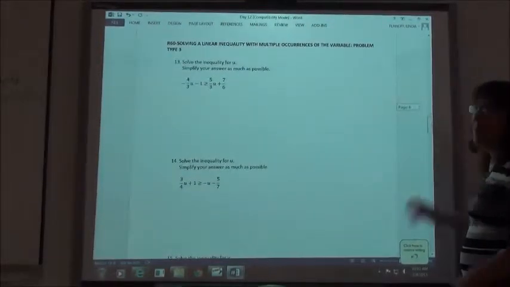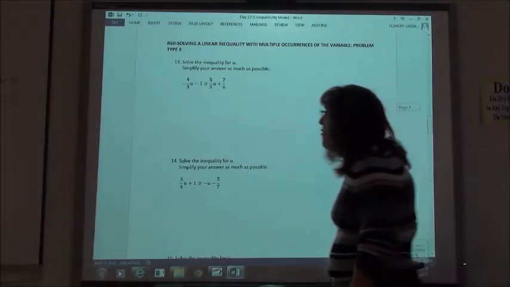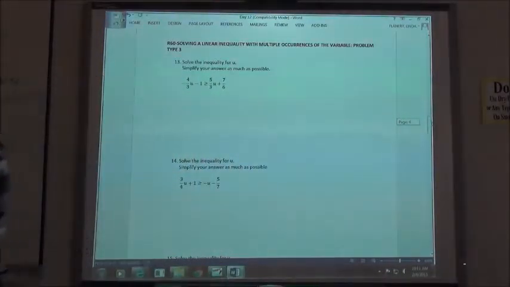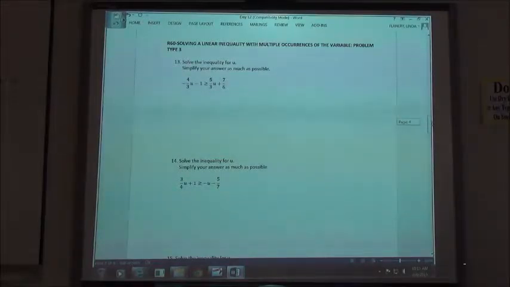Type 3. Now they threw those fractions in there along with my inequality sign, so now I've got to remember my rule when I have fractions. If I have a fraction in my problem, the first thing I like to do is get rid of the fractions by multiplying by the common denominator, just like we did when we had those equations. Yes, you can do it with the fractions and adding and subtracting those fractions and all of that good stuff, but it's a lot more work.